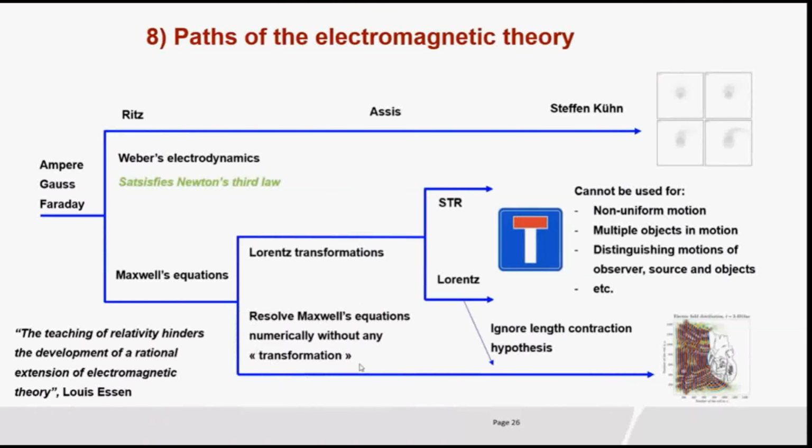But the other path here is to solve Maxwell's equations numerically without any transformation. In that case, we can combine Lorentz here because we just use the Lorentz construction. So Lorentz is easy to put in this path, but here you cannot because the transformation is necessary in STR. The idea of STR is a transformation. It's the Lorentz transformation. And if we do that, then we can use that for many practical applications. So I put what Louis Essen said: the teaching of relativity hinders the development of a rational extension of electromagnetic theory. Here it is true. If you continue here, it's a dead end. You cannot continue more than that.